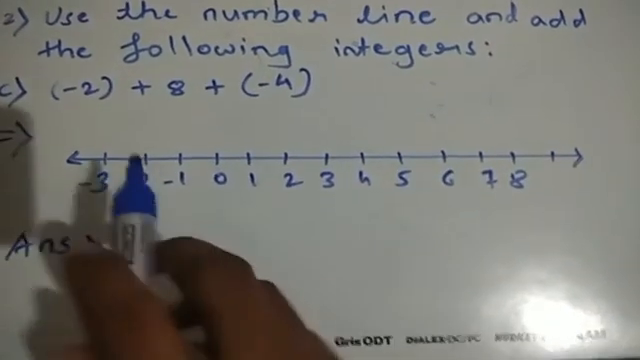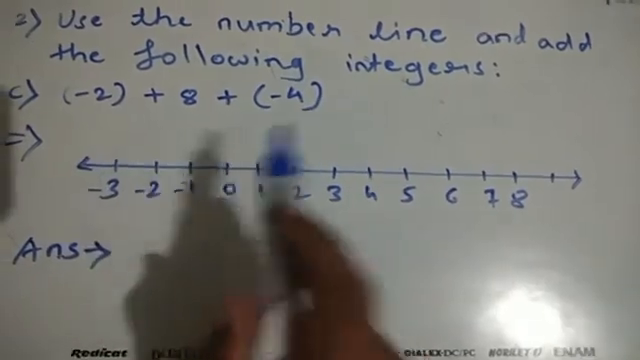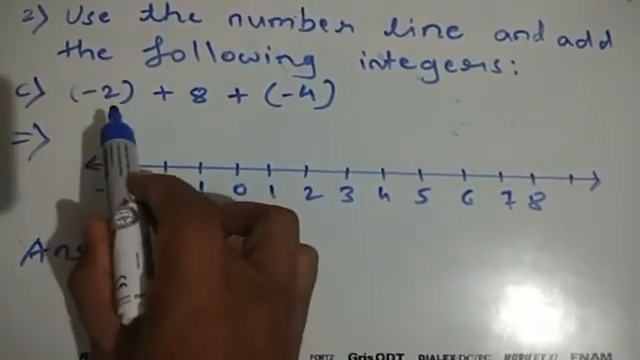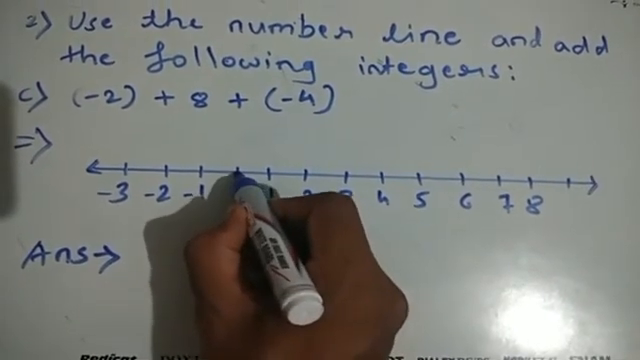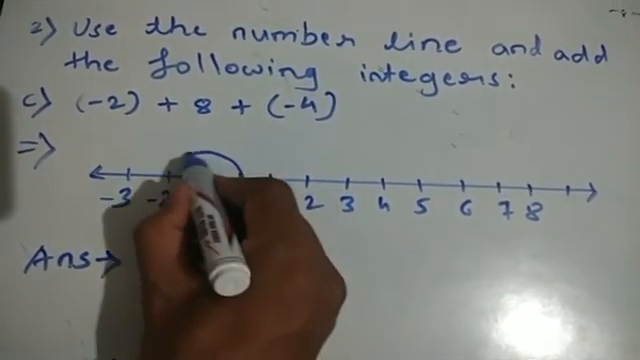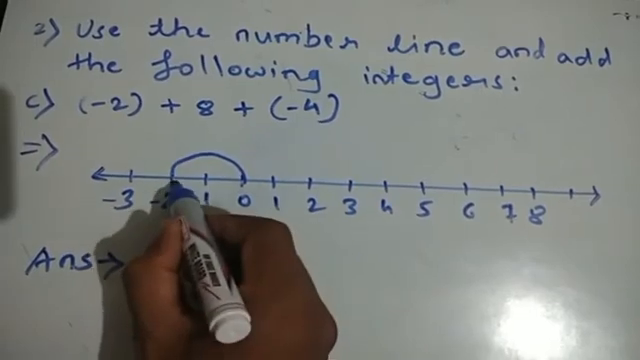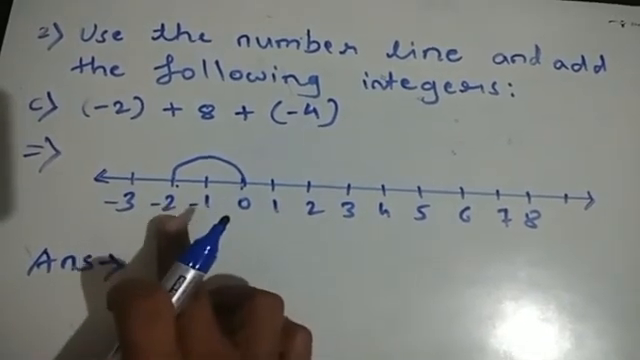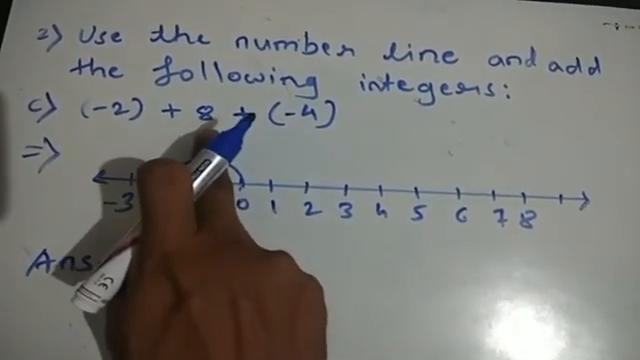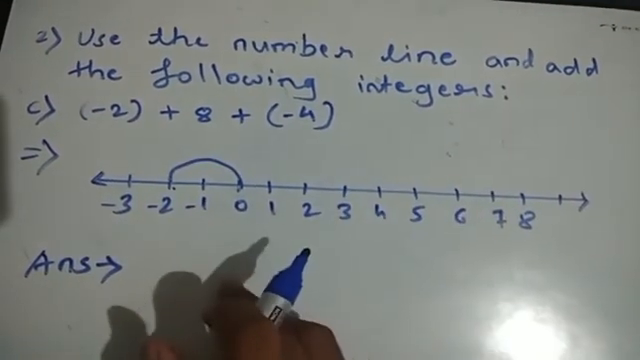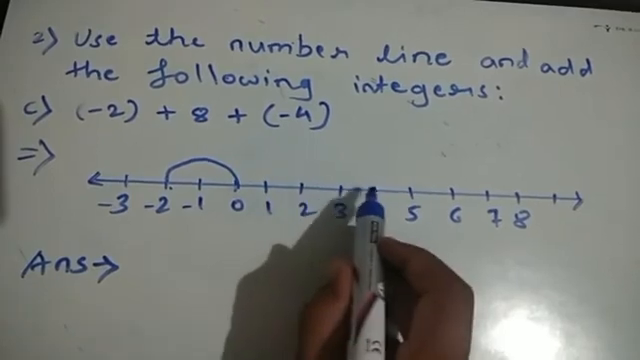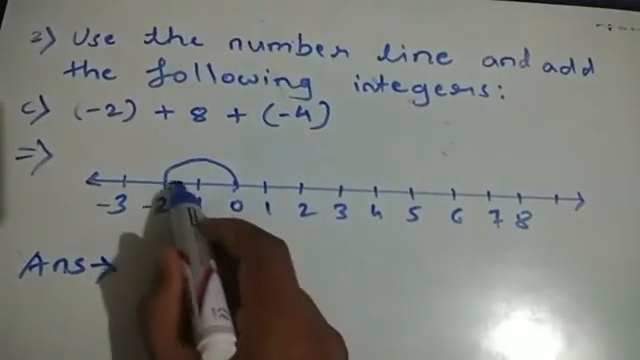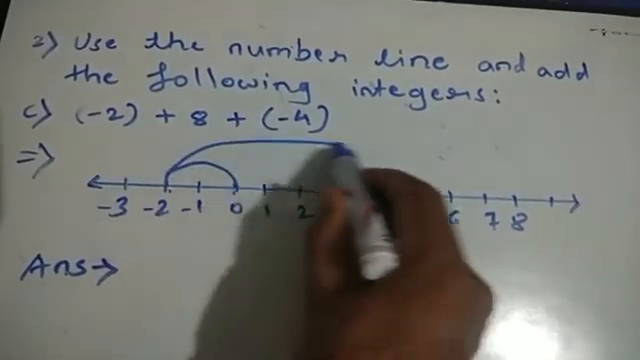See one more problem here, in which we have 3 integers. So first minus 2 we need to add. So start from 0 and make 2 jumps, or directly 1 jump, to reach at minus 2. Now we are at minus 2. In minus 2 we need to add plus 8. So move towards the right-hand side now. How many units? 8 units. So 1, 2, 3, 4, 5, 6, 7, 8. Where will we reach? We will reach at plus 6.